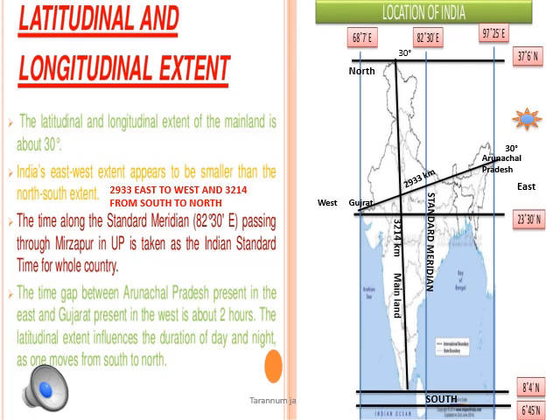So whatever the time is on that line, 82 degree 30 minutes, will be followed by both the eastern and the western sides, even though there is a time gap of 2 hours. Got it?